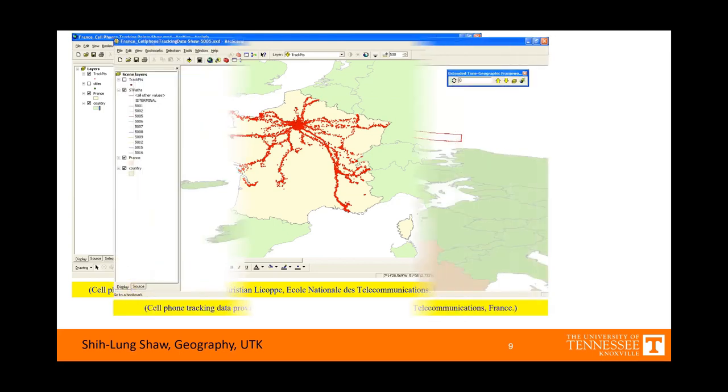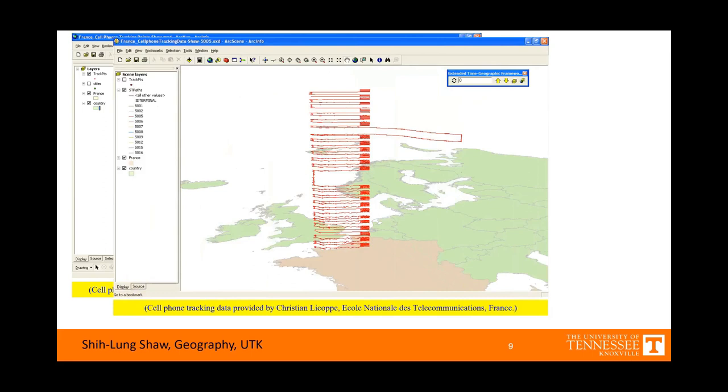And we loaded this into our space-time GIS. So the vertical dimension now represents time. And 6 months. So if you count, we have 52 weeks in a year, so 6 months, that's 26. So if you count, there are 26 blocks here, one for each week.